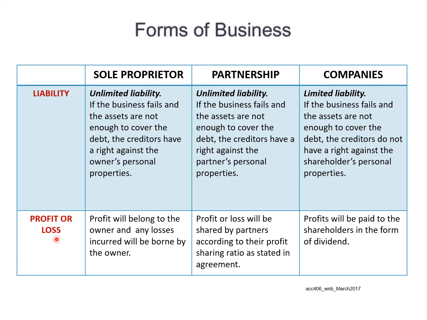And then untuk profit or loss, kalau sole proprietor, maksudnya profit akan dapat kepada owner, manager, dan loss pun dia akan tanggung sendirian. Okay, untuk partnership, profit or loss akan share dengan partners according to dia punya profit sharing ratio. Okay, so profit sharing ratio mungkin kalau dia partner dua orang 50-50 or 30-70. Okay, depends lah. Kalau dapat profit, dia akan share. Kalau dapat loss pun, dia kena tanggung bersama.